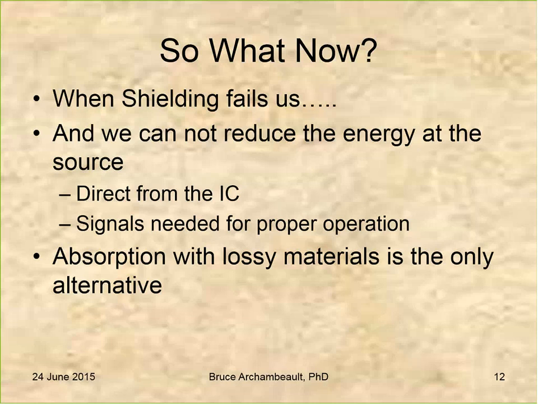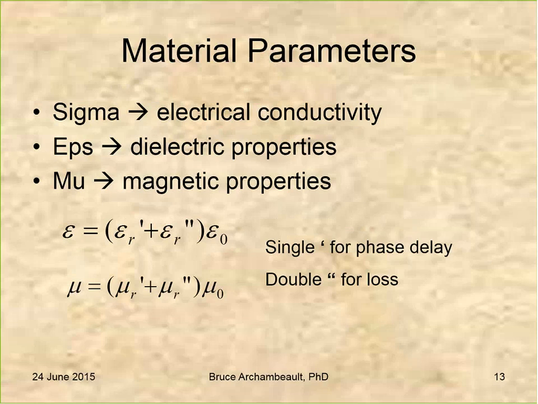So speeds are only going to increase, and we can't just go back and tell them that you have to slow down. So about the only other option we seem to have is to absorb the energy with lossy materials rather than just try to contain it with shields. So when we start talking about these lossy materials, we're familiar with sigma, epsilon, and mu.